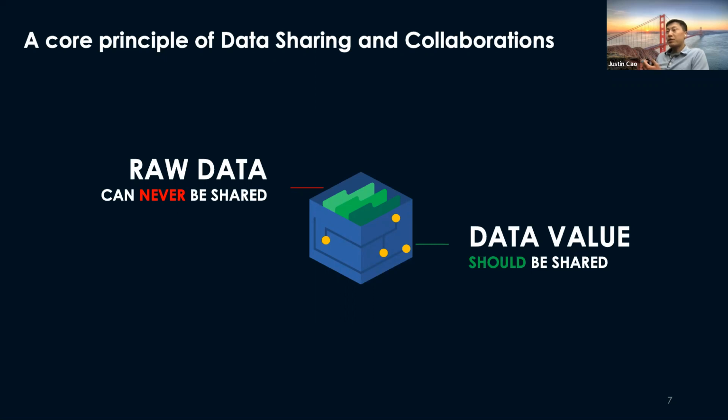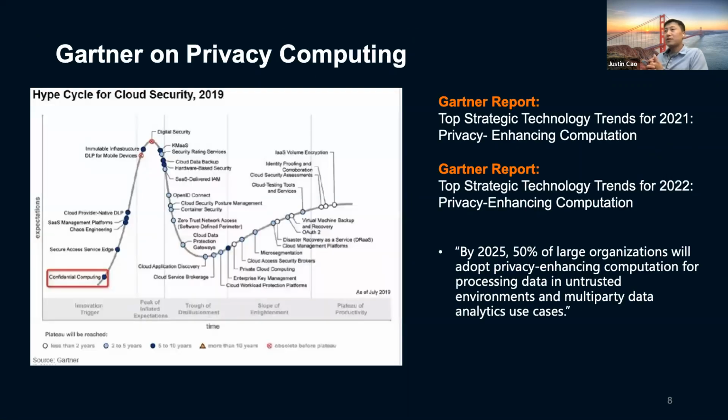But the core principle here should be based on the dimensions I talked about earlier, a few slides back, the unique characteristics of the data. I think the conclusion really is that the raw data should never be shared. But at the same time, we need to find a way to share the data value. That should be a compromise, or a solution here. So the solution is obviously privacy computing, right?